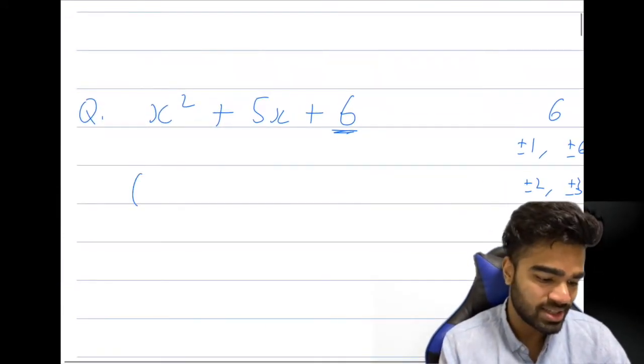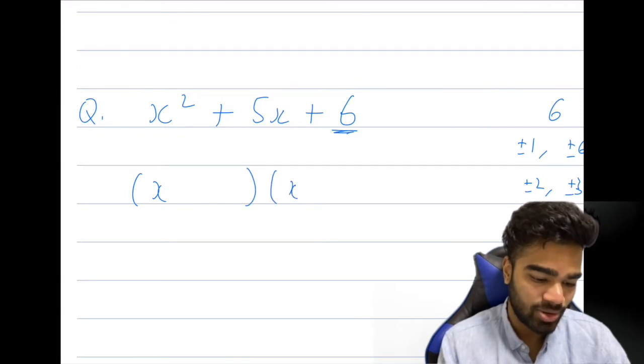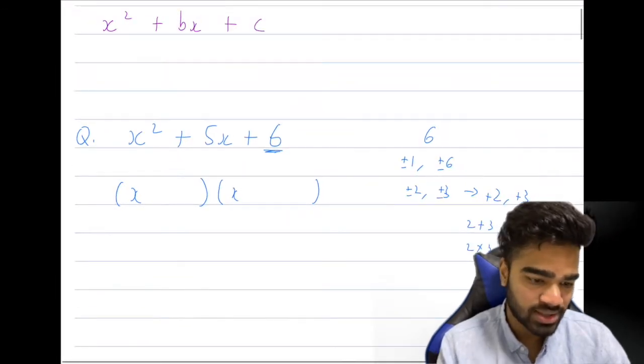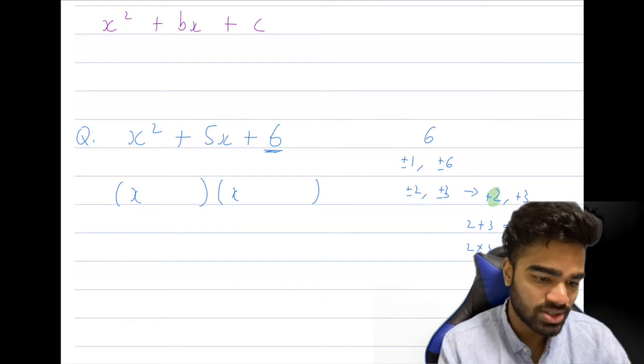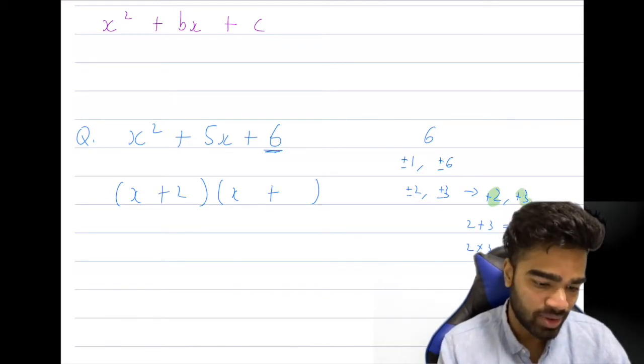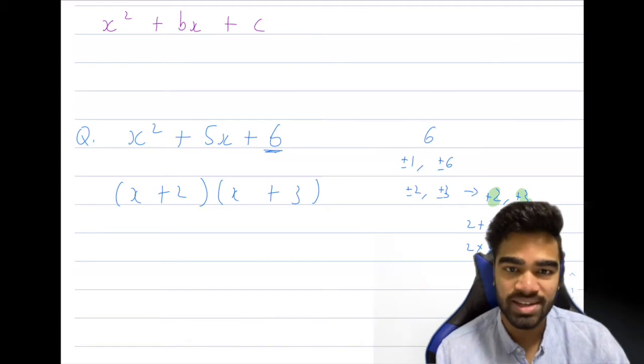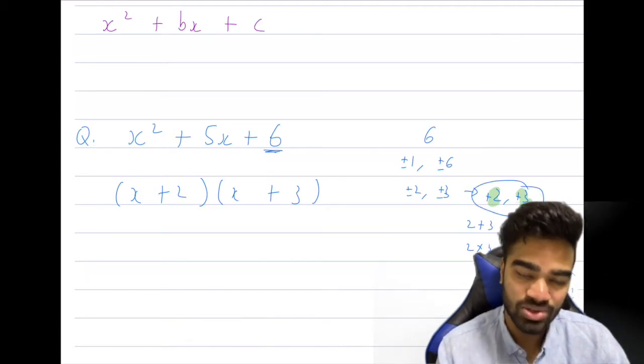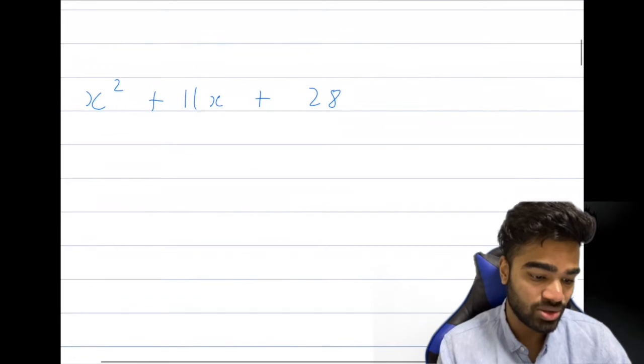All you have to do is this. You write x, open up your brackets, and then you go x plus the first factor you've chosen, so x plus 2, and x plus the second factor you've chosen, so x plus 3. That's it, simple as that. The hardest part is just finding these two numbers. So let's keep doing some more questions.